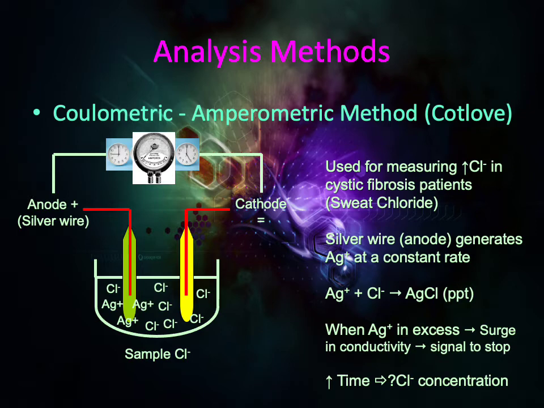The silver ions generated combine with the chloride ions in the sample, preventing them from reaching the cathode. When there are no longer any chloride ions for the silver to bind with, there is a surge in electrical conductivity, or an increase in amperage, which signals the instrument to stop. Thus, time is proportional to chloride concentration. An increase in test time corresponds with an increase in chloride concentration.